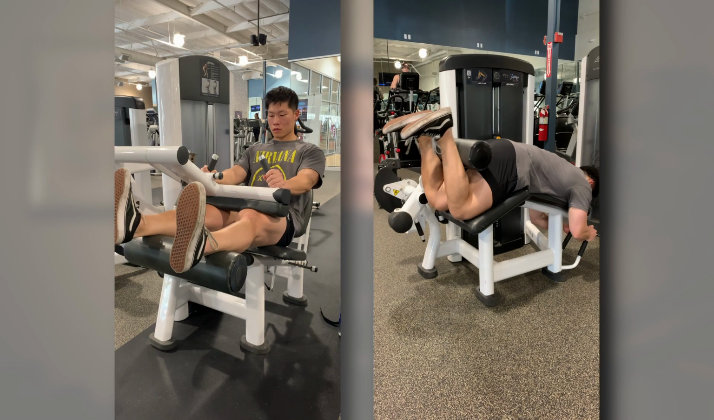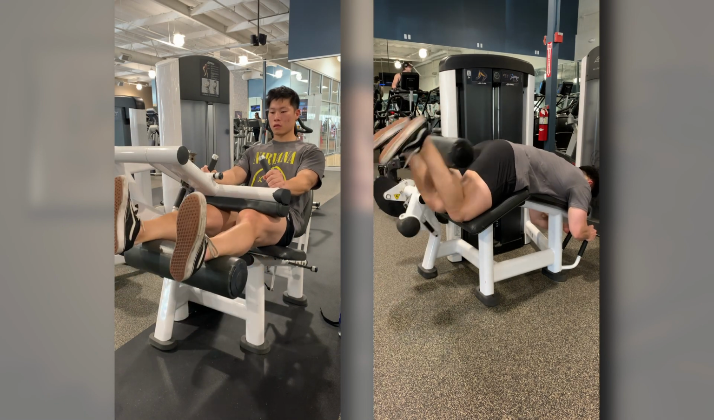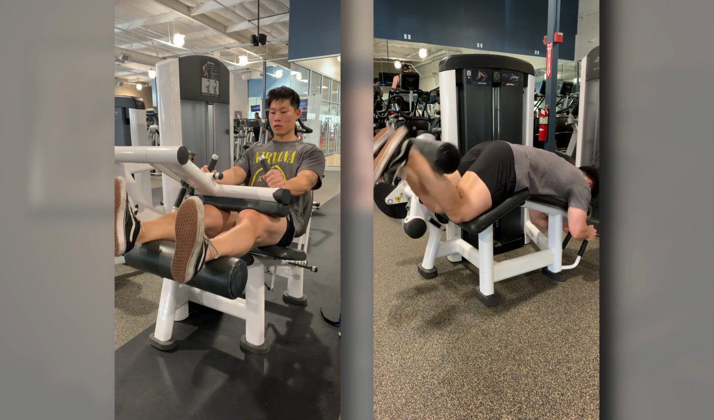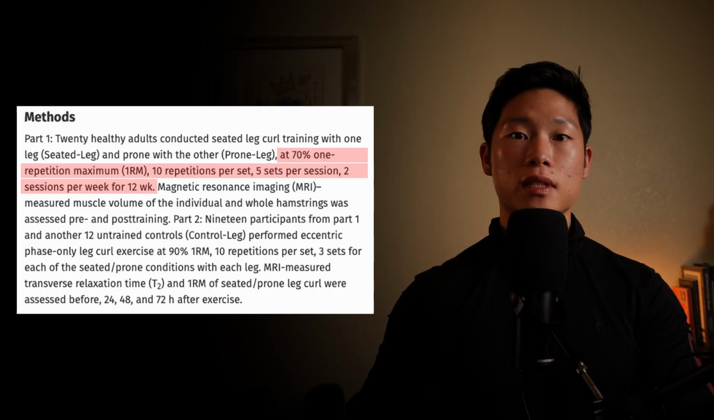The study had 20 healthy adults, and each leg was randomly assigned to either the seated or the prone leg, with the dominant and non-dominant legs counterbalanced by the use of a computer-generated list. They performed 5 sets of 10 reps with 50 to 70% of their 1 rep max for both legs, with 2-minute rest in between each set. They trained twice per week for 12 weeks straight.